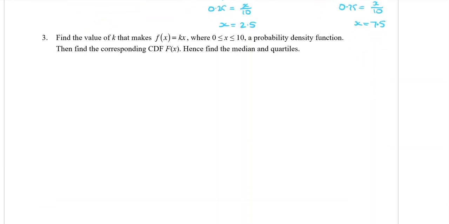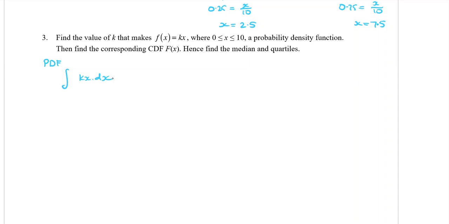Question 3. Find the value of k that makes lowercase f of x equal kx, where x is between 0 and 10. It needs to make a probability density function, which means that the area would have to be equal to 1. I'll be finding the values of k that will make that a probability density function, and I will do that by making the integral equal to 1 and solving for k. All right, so PDF means my f of x is kx.